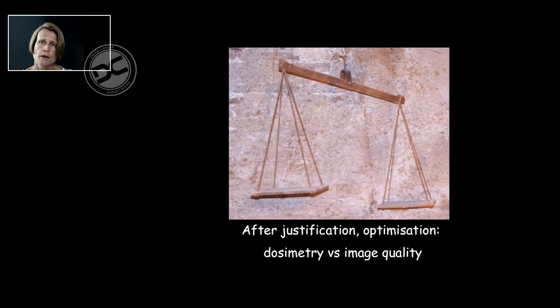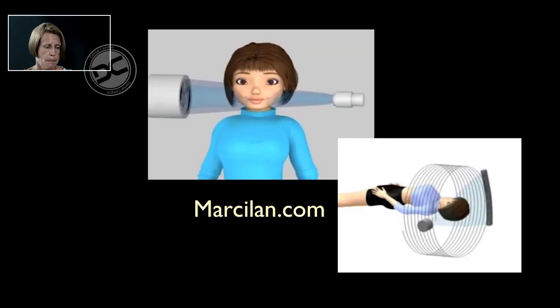As I stated before, once you have obtained a justification, you also need to go for optimization. And a lot of work and focus should be paid to the balance between dose on the one hand and image quality on the other hand. And there, normally, a cone beam CT should offer better optimization than a regular clinical CT, as it offers a good image quality while the dose remains lower than a clinical CT.